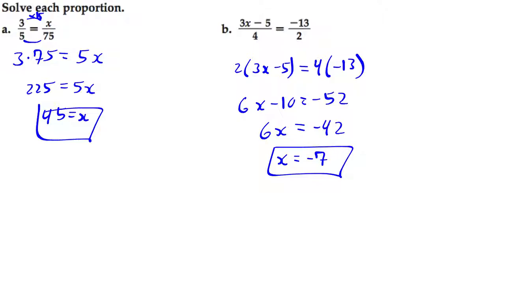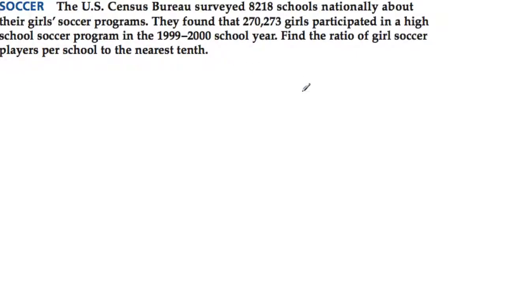So a lot of fraction work here, a lot of multiplication, but we can also have these application type problems. So here we have a nice application problem. What it asks us is that the U.S. Census Bureau surveyed 8,218 schools nationally about their girls' soccer programs. And they found that 270,273 girls participated in a high school soccer program in the 1999-2000 school year. We want to find the ratio of girls soccer players per school to the nearest tenth.